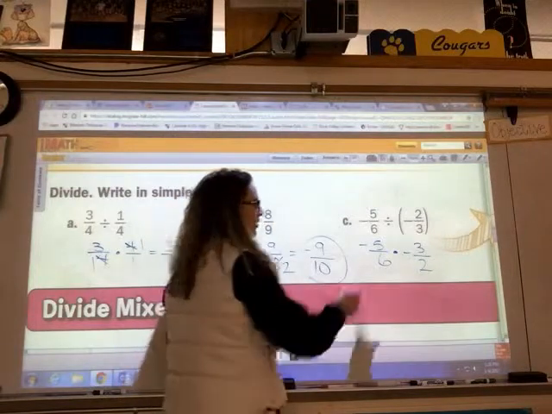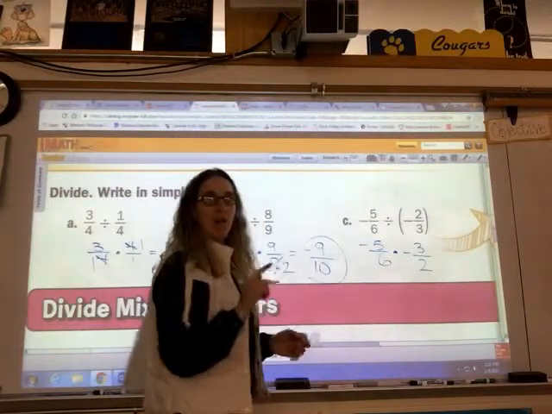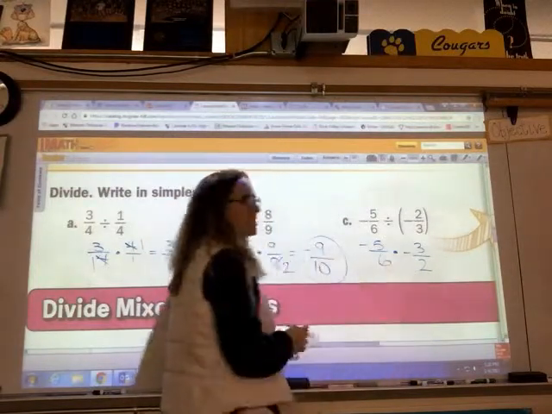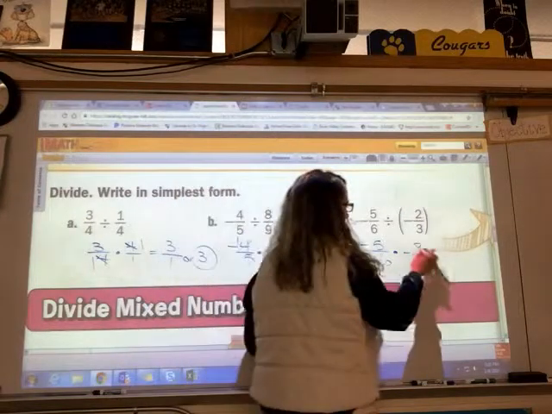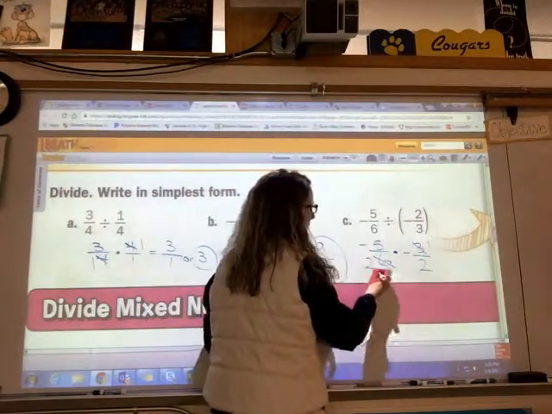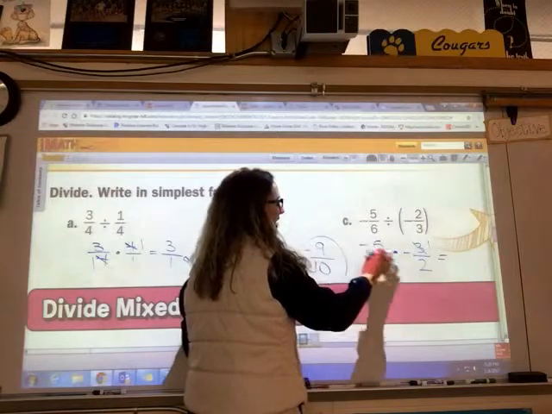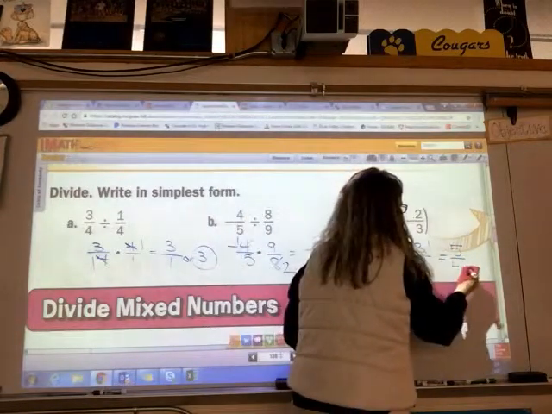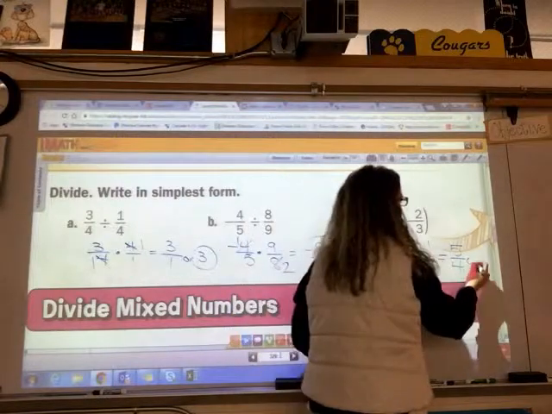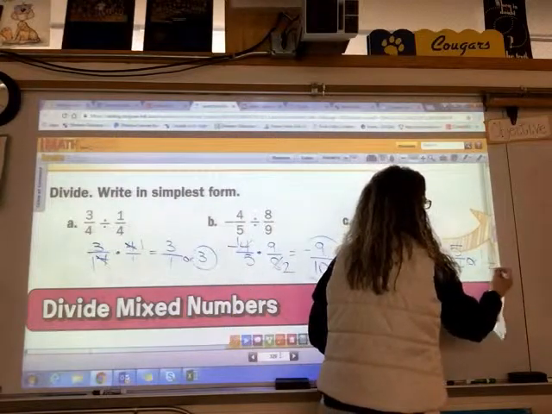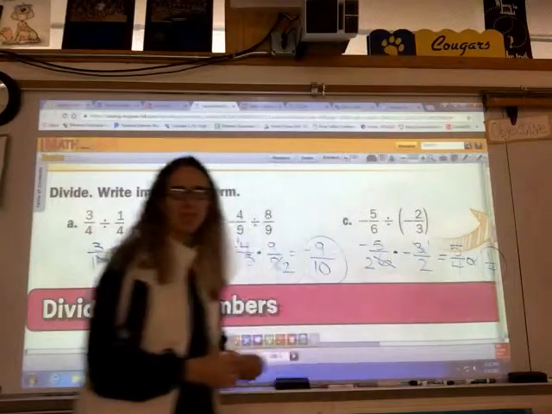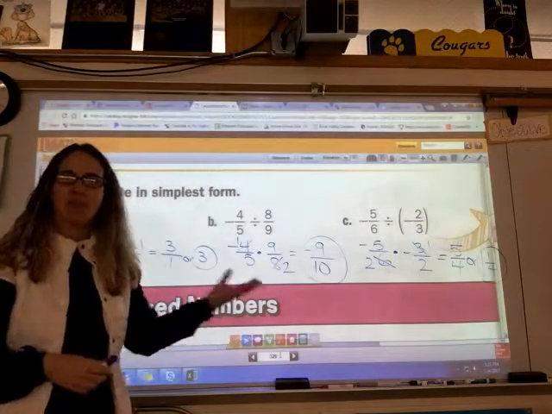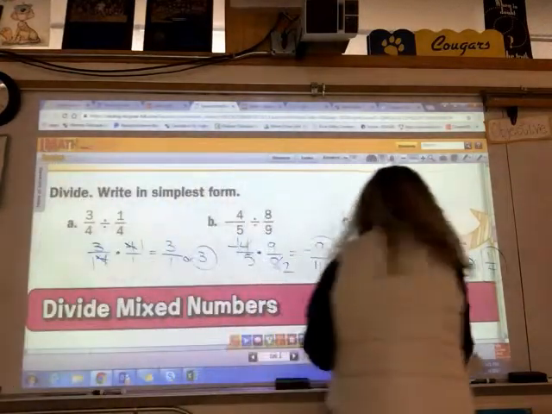So I'm looking to see if I can cross reduce, and I can't there. However, I can with -3 and 6. I know that 3 will go into both of them, so that's going to become a 1, and this is going to become a 2. -5 times -1 would be a +5. 2 times 2 is 4. 5/4 is going to be the same as 1 and 1/4. Okay, so hopefully you were able to come up with the same answers that I was.